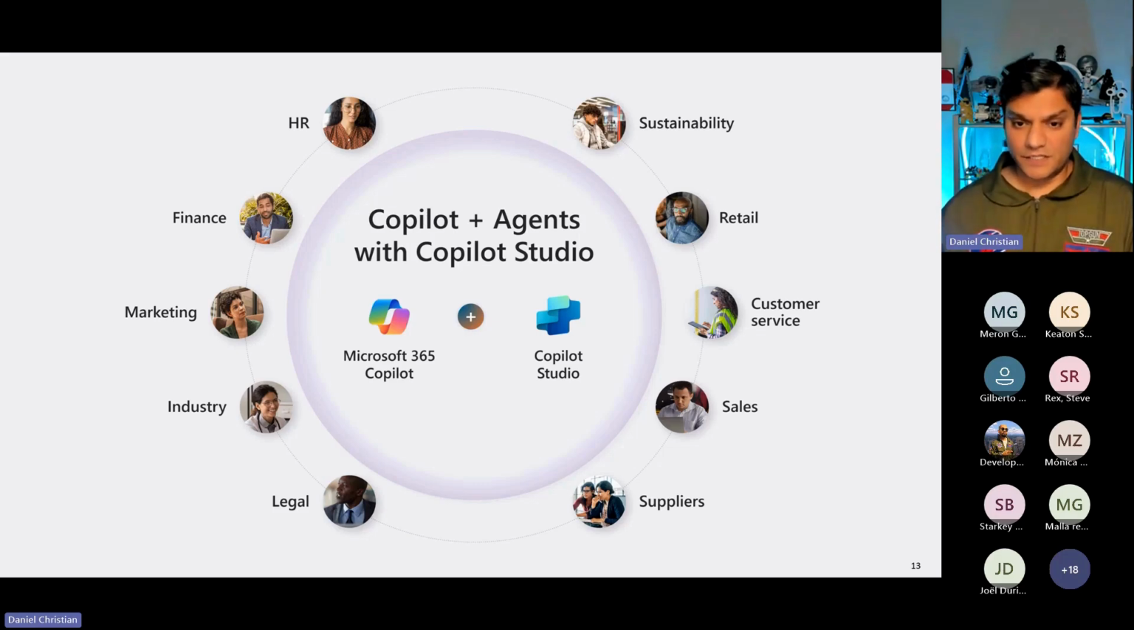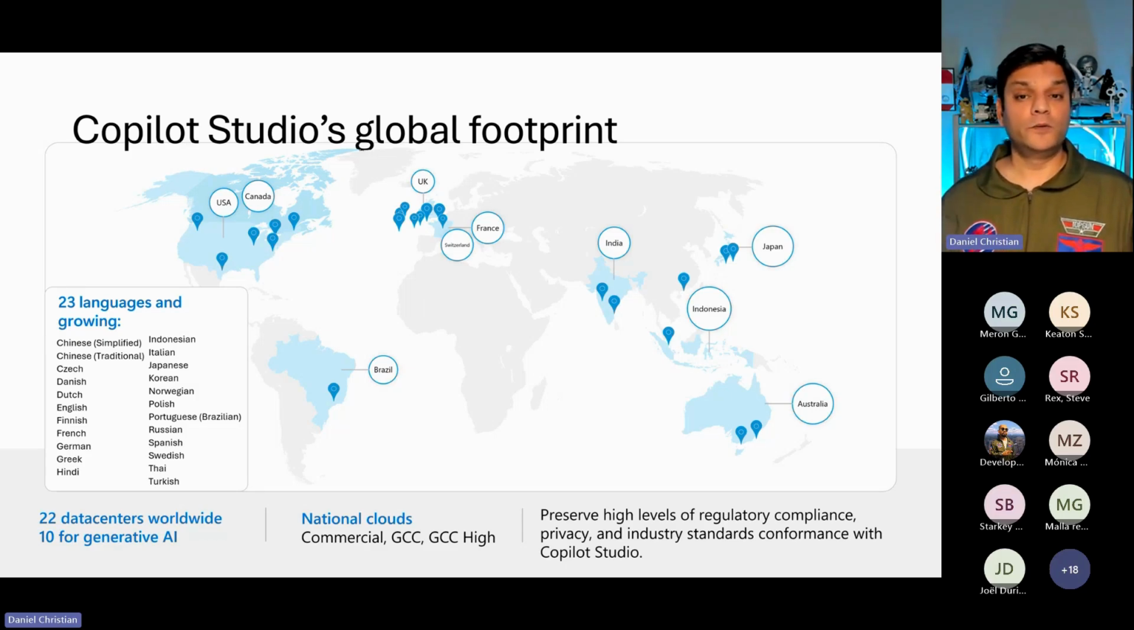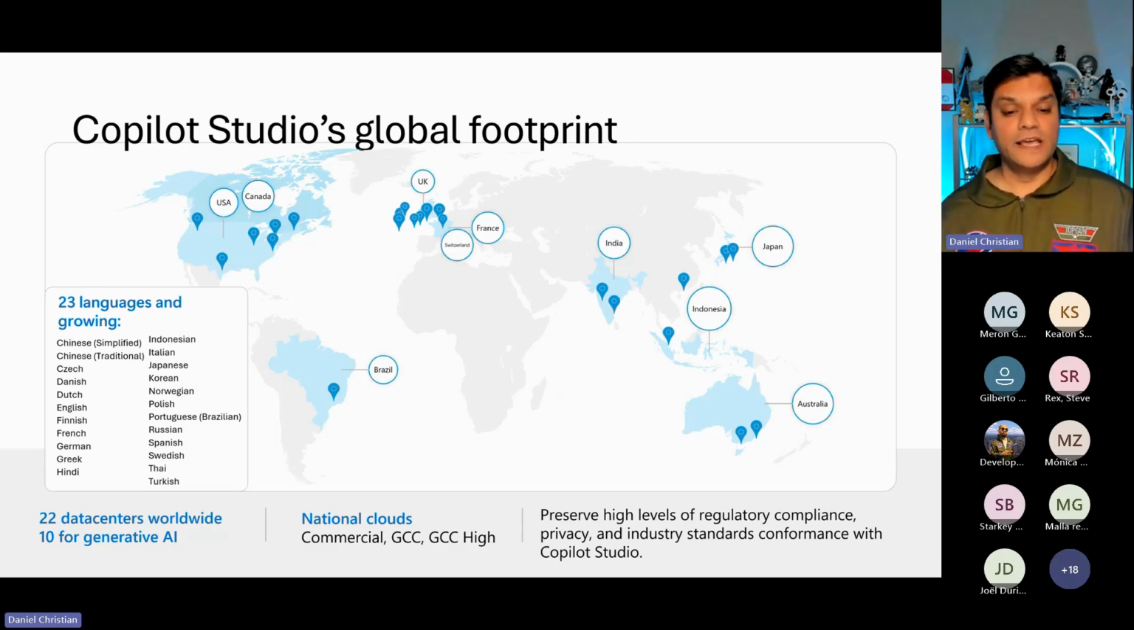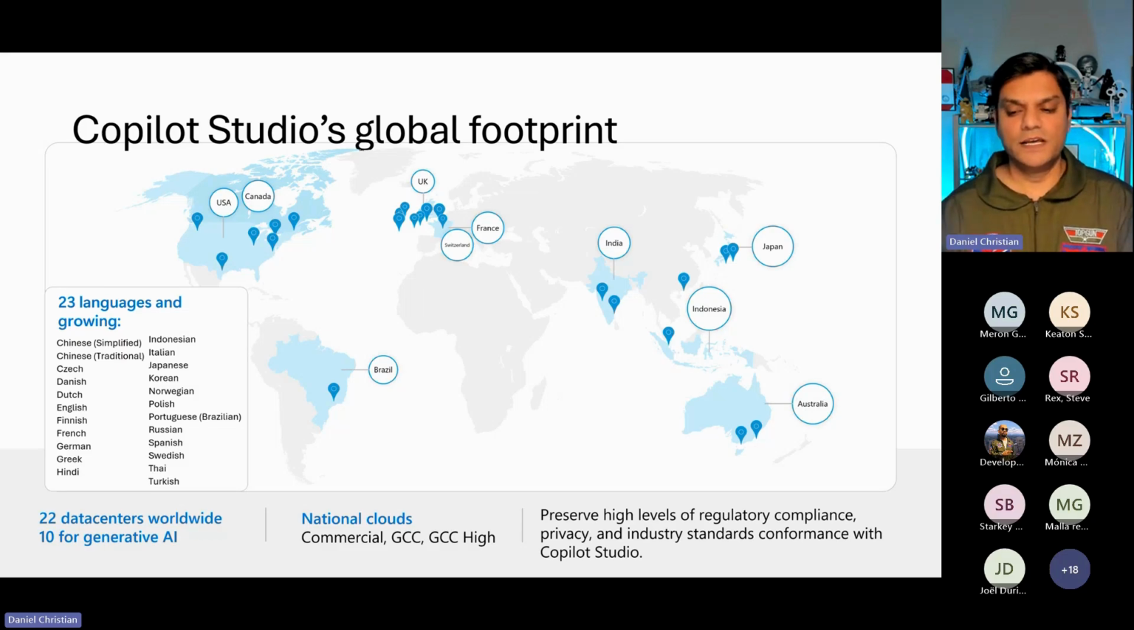In addition to this, there is also a huge footprint of Copilot Studio. I love this slide deck that Microsoft provided because not only is there a global footprint, there is also a large number of languages, and it is constantly growing. On the bottom left, you see there are 22 data centers, 10 of them specific ones that already have generative AI in them. The cloud for this section is now ready for commercial, GCC, and GCC High. On the right side is regulatory compliance from a privacy standpoint, and quite a few industries are already using it. Now, in addition to this, I also like this slide very much.